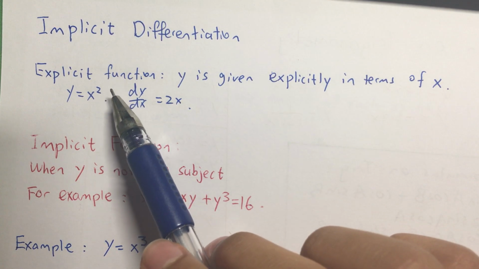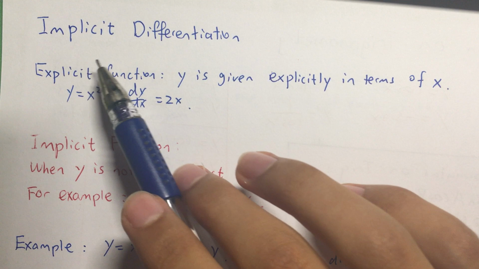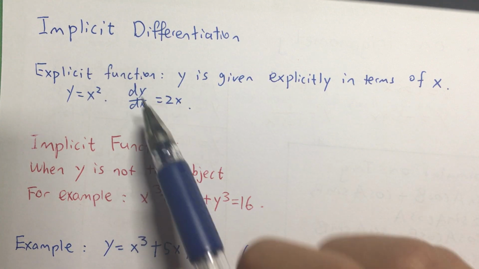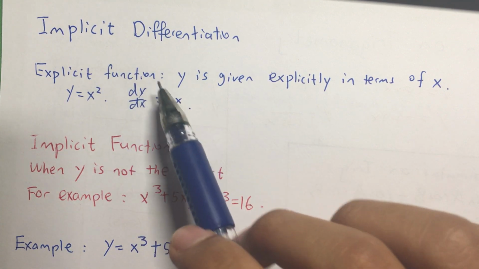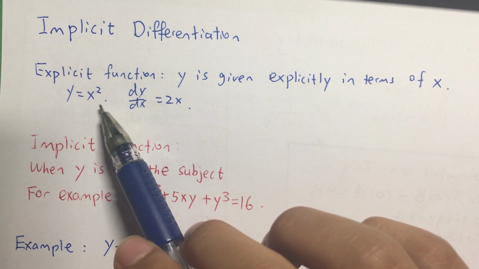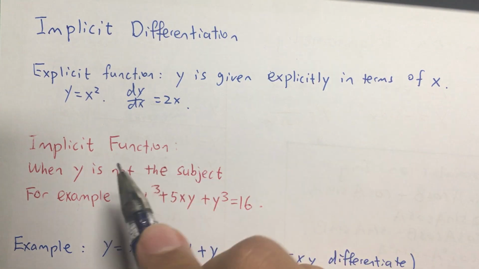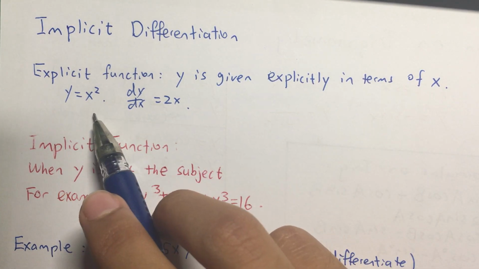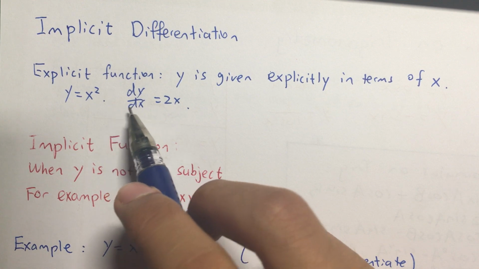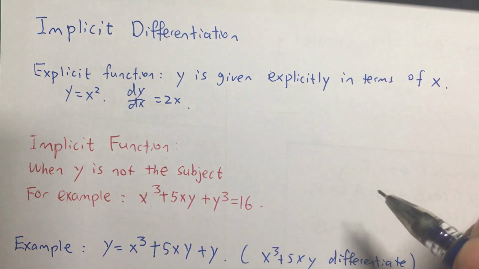There are two kinds of functions, called the explicit function and the implicit function. The explicit function is just a normal function, such as y equals x squared. You can write the function in terms of y, so like y equals x squared, and when you differentiate, you can straightforwardly get 2x.